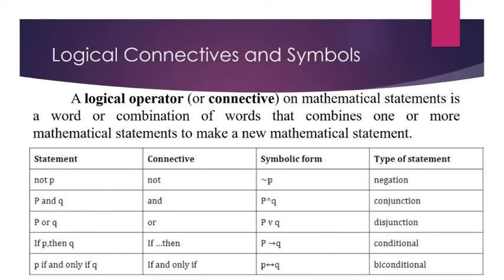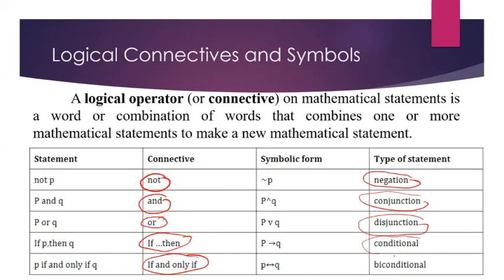So ito yung 5: yung not, yung and, yung or, if then, if and only if. Then, ang other term for them: yung sa not is negation. Yung sa and is conjunction. Disjunction naman yung sa or. Then yung sa if then is conditional, and biconditional for if and only if.